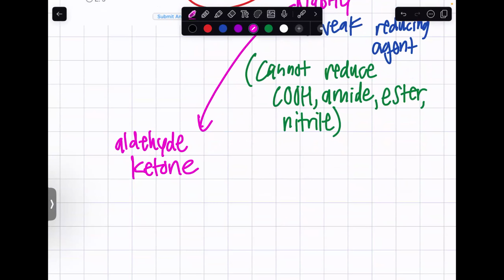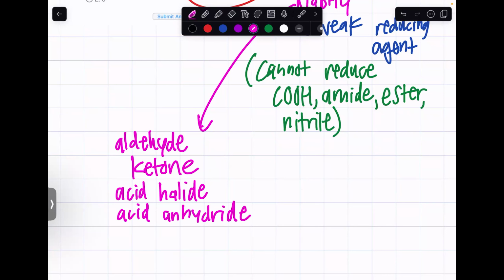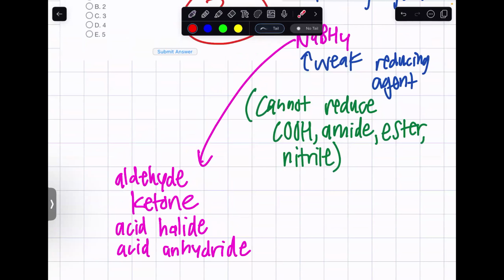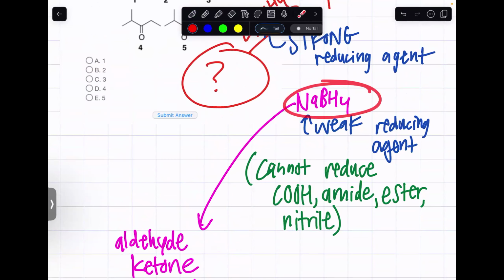Acid halide is the top one. There's the one below that, acid anhydride. Right, because these are very reactive, it allows for the weak reducing agent to reduce it. But the weaker ones, like the original carboxylic acid, amide, ester, nitrile, those don't allow the weak reducing agent to reduce it.